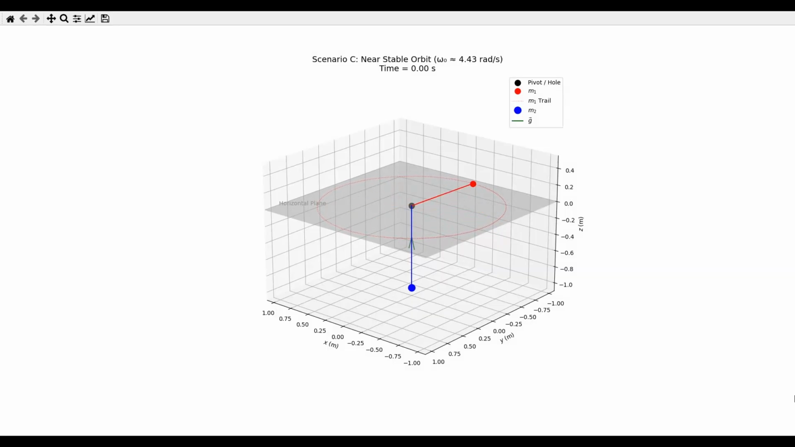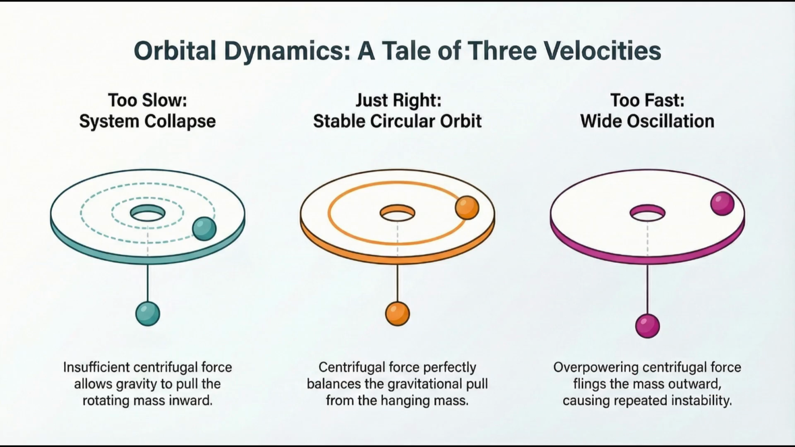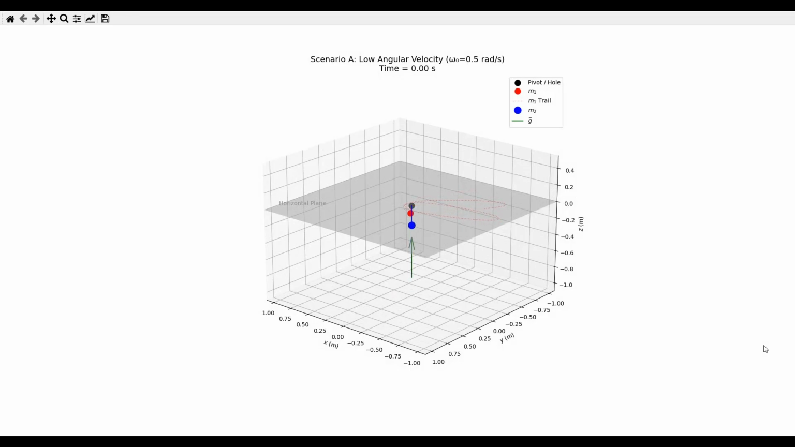First, what if the initial angular velocity is too low? Well, there's not enough outward force, the tension from the hanging mass just takes over, pulls the other mass inward, and the whole system collapses.